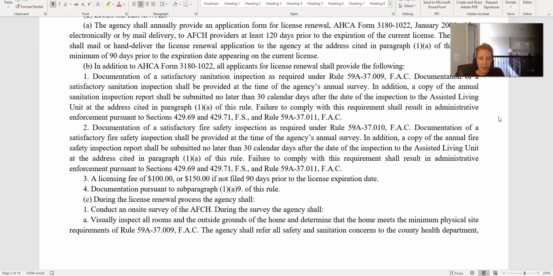survey. In addition, a copy of the annual sanitary inspection report shall be submitted no later than 30 calendar days after the date of the inspection to the assisted living unit at the address cited in this paragraph, and failure to comply with this requirement shall result in administrative enforcement. So make sure that you're writing these dates down and keeping some sort of a log. That way you don't miss important renewal information, like the 30 calendar days, different things like that that are going to come up through your licensing period, and you don't want to fall out of compliance.